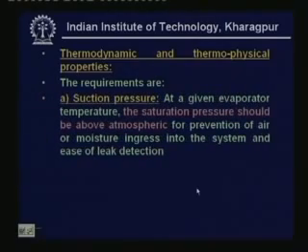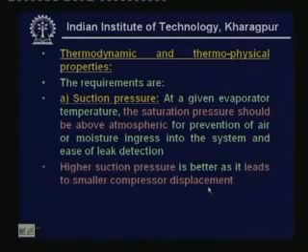First, the suction pressure. At a given evaporator temperature, the saturation pressure should be above atmospheric for prevention of air or moisture ingress into the system and ease of leak detection. This is an important requirement, and also a higher suction pressure is better as it leads to smaller compressor displacement.